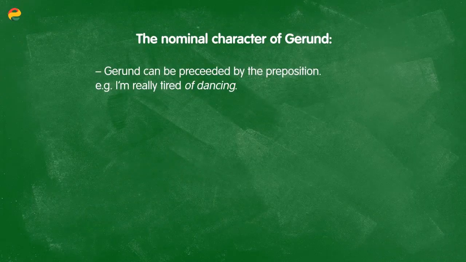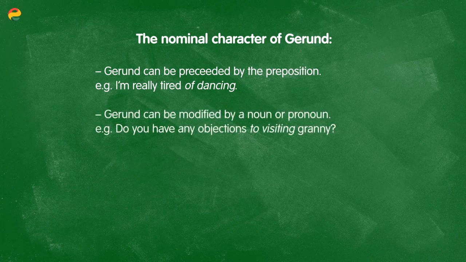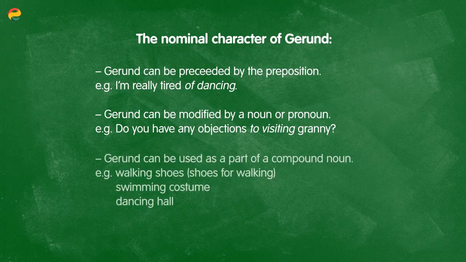Also, gerunds can be preceded by prepositions, just like in the example, I'm really tired of dancing. And third, gerunds can be modified by nouns and pronouns. Do you have any objections to visiting Granny? Also, they can be used as part of a compound noun, where the person or the thing denoted by the gerund does not normally perform the function. Put more simply, it describes the purpose of this object. For example, walking shoes, shoes that I can walk in, or a swimming costume, or a dancing hall.